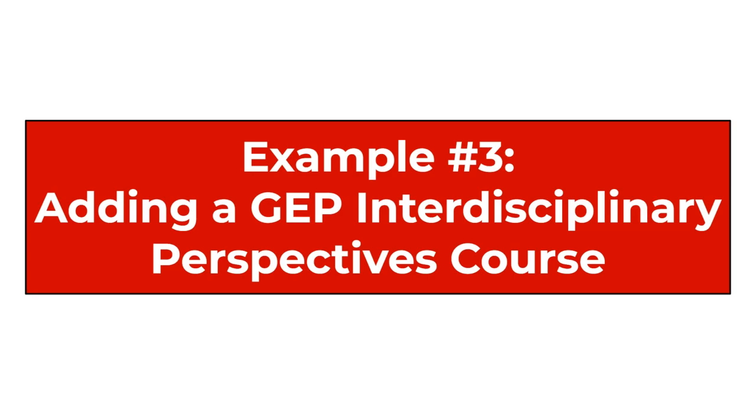Example number 3, adding a GEP Interdisciplinary Perspectives course. For this example, we do not have a specific placement score to help dictate what class we should enroll in, so we must use some of the tools that we have to help. To search for a wide selection of courses to help satisfy a GEP credit, like an Interdisciplinary Perspectives, we will show you 2 helpful tools to do so.